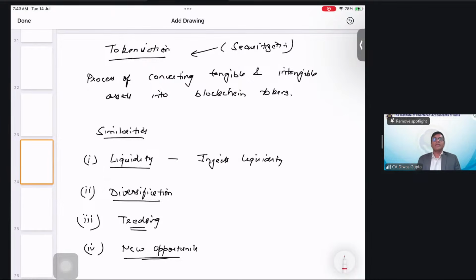So in the next topic, let's also talk about tokenization, students. Tokenization is very much similar to securitization. It's a process of converting tangible and intangible assets into blockchain tokens.